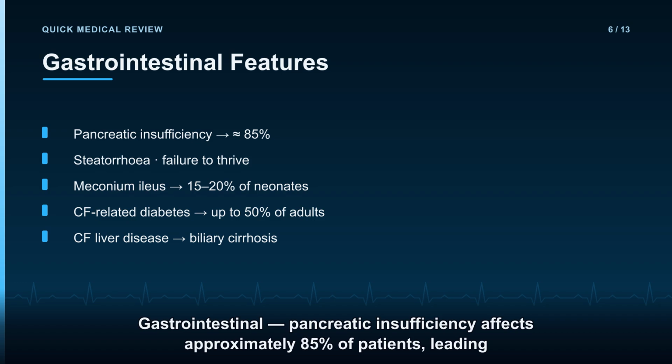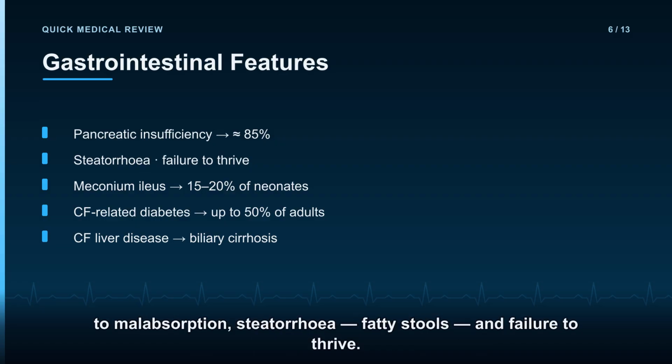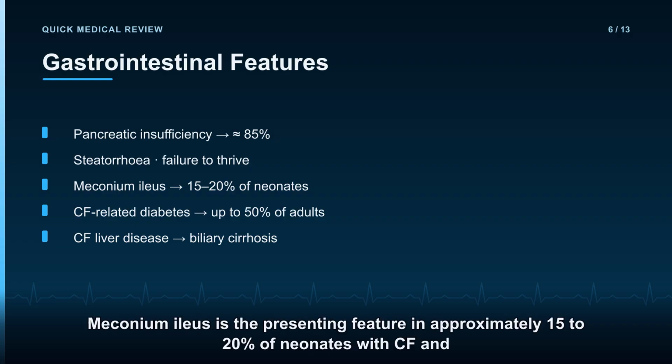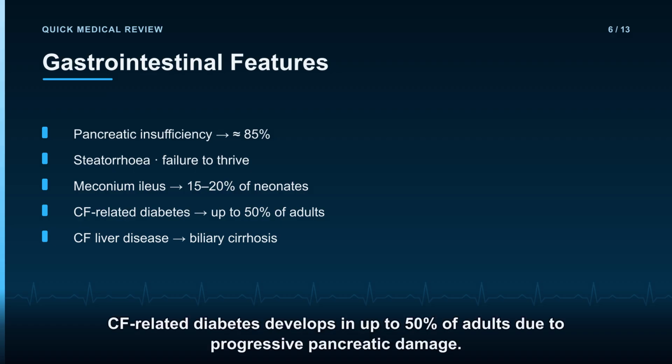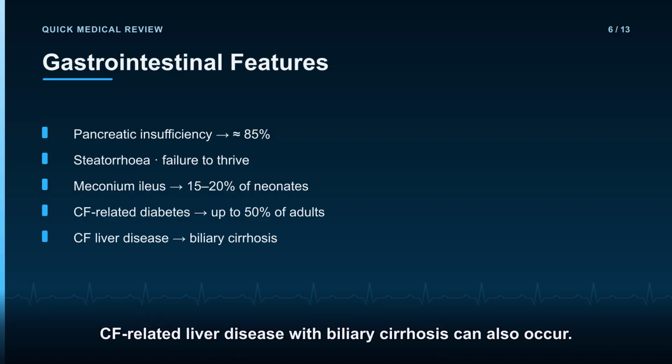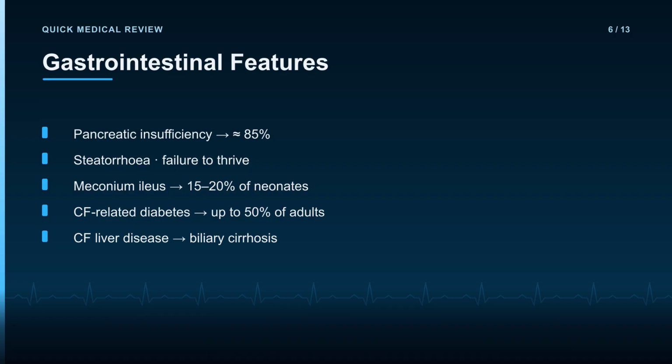Gastrointestinal: pancreatic insufficiency affects approximately 85% of patients, leading to malabsorption, steatorrhea, fatty stools, and failure to thrive. Meconium ileus is the presenting feature in approximately 15 to 20% of neonates with CF and should always raise suspicion. CF-related diabetes develops in up to 50% of adults due to progressive pancreatic damage. CF-related liver disease with biliary cirrhosis can also occur.